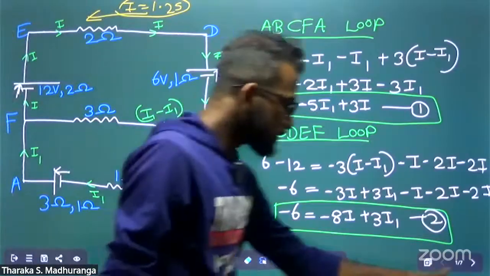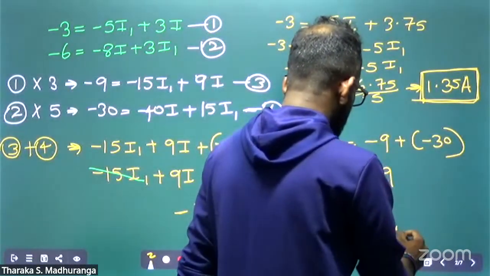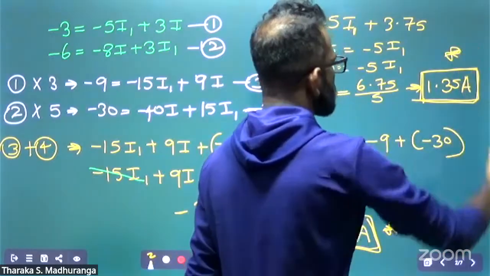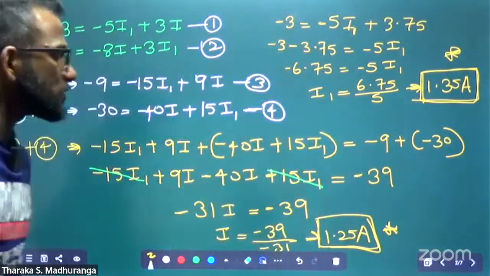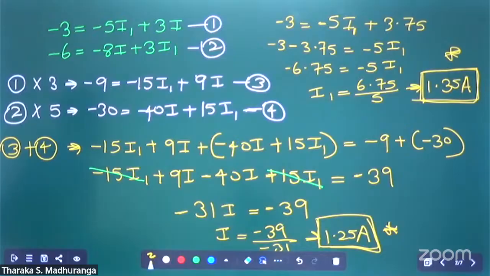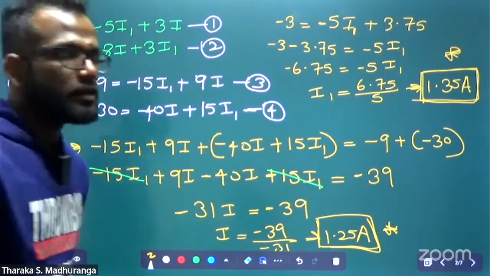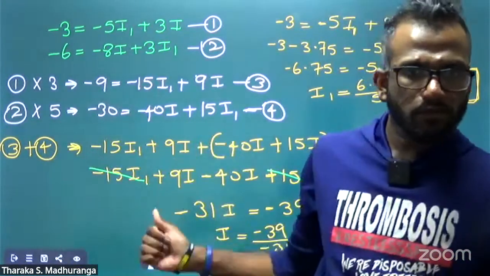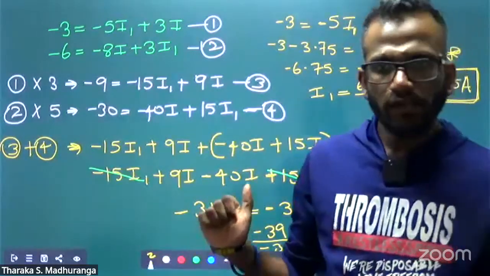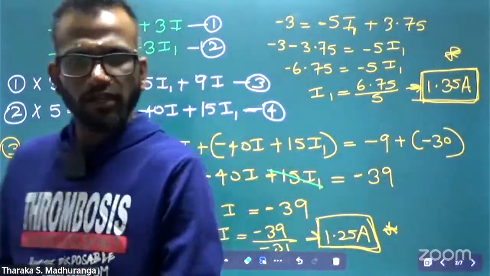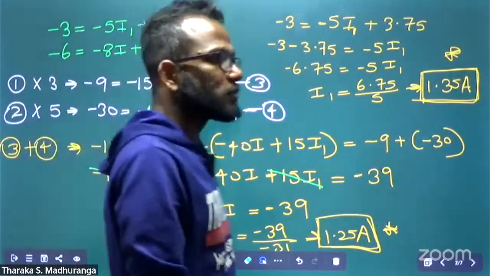Okay, the answers are I equals 1.25 and I1 equals 1.35. I got 1 point something, I don't know where I went wrong. Okay, send me a photo, I'll check. Then you can practice again. Practice these questions once and do the exercise sheet. Then it will be okay. No more complex questions of this type are coming.